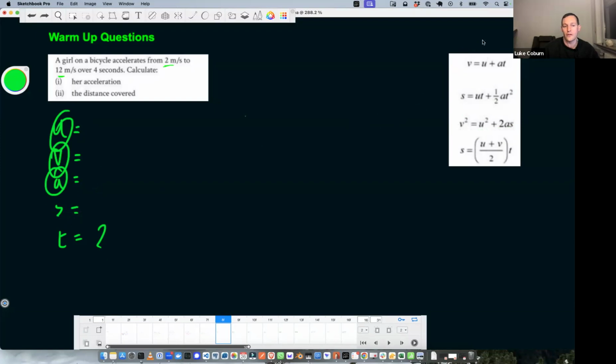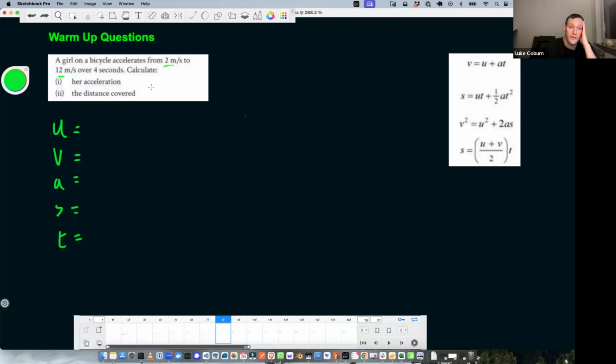It's that one, okay? So it's as simple as that when it comes to it. These questions get more tricky than this, but this is just to get started, okay? So, a girl on a bicycle accelerates from 2 meters per second to 12 meters per second over 4 seconds. Calculate her acceleration and the distance covered. Okay, so a straightforward one to begin.